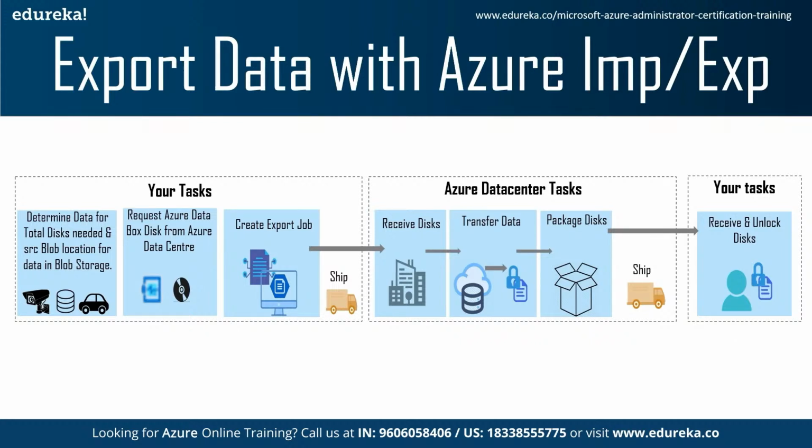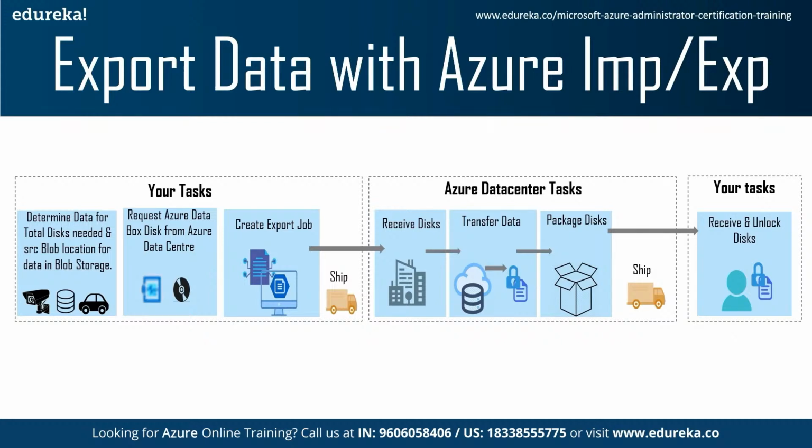Then package disk. Microsoft prepares the disk for shipping. The drives are encrypted through BitLocker. Fourth is ship. Microsoft sends the disk back to the return address specified in the export job and updates the status of the job again. Then on your end, you receive and unload the disk. When you receive the disks, you can mount them and use them locally.